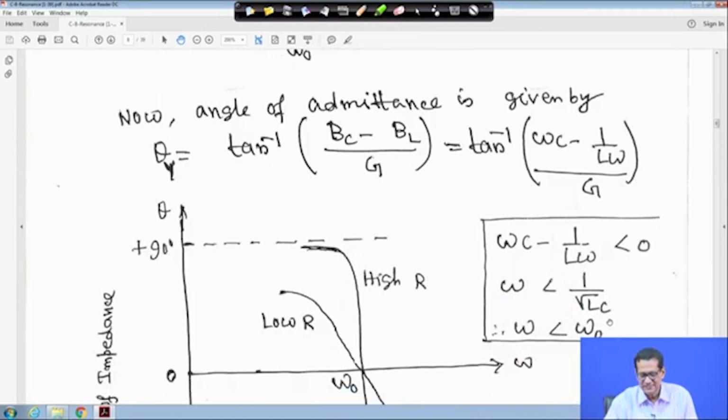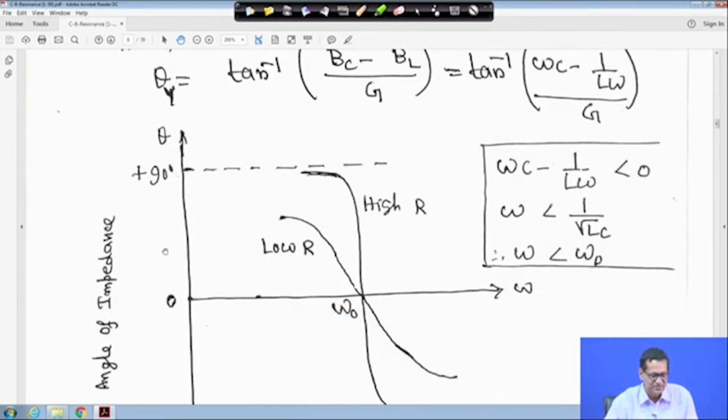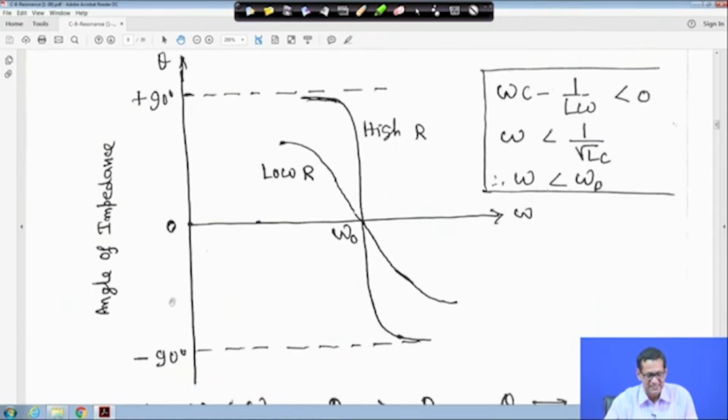Now, if you plot this one, this is the same as before, this is the angle of impedance, plus 90 degrees, this is minus 90 degrees, right. So, this is a very high value of R, this is the plot, and for low R, this is the plot, and this is my omega 0. The way we explained the previous one, the series one, it is the same, but in this case it is the angle of impedance, right. If you plot like this, it will be omega C minus 1 upon L omega less than 0, for omega less than omega 0, and this is the plot.